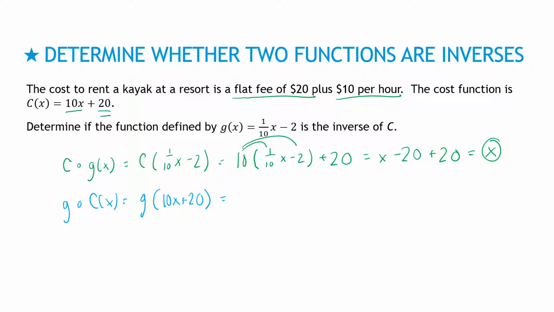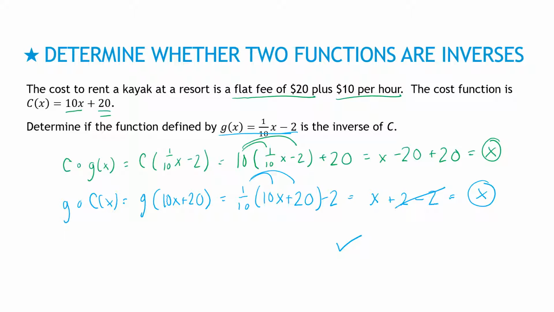So that would be 1/10. And instead of x, I replace it with 10x plus 20. So again, this is just straight up composition of functions. And then we have minus 2. 1/10 times 10x is just x. 1/10 of 20 is 2. So I have x plus 2 minus 2, which just gives me x. So yes, the function g of x is the inverse of c of x.